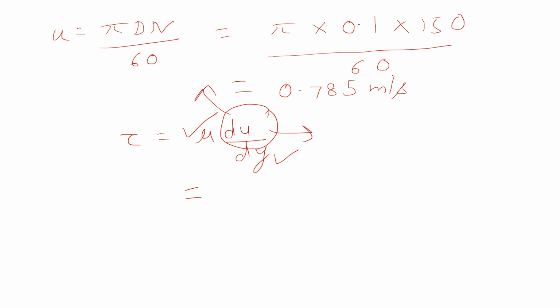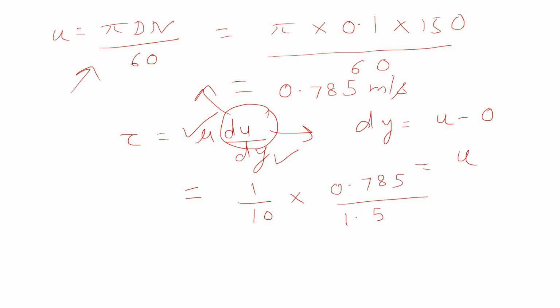The shaft started from rest, so the initial speed will be 0 and the final speed is this speed. So du will be u minus 0, that will be u. We will put all the values here and we will get 0.785 and 1.5 × 10^-3. After solving this, you will get the answer, that is 52.33 Newton per meter square. So this is the shear stress which will act there.